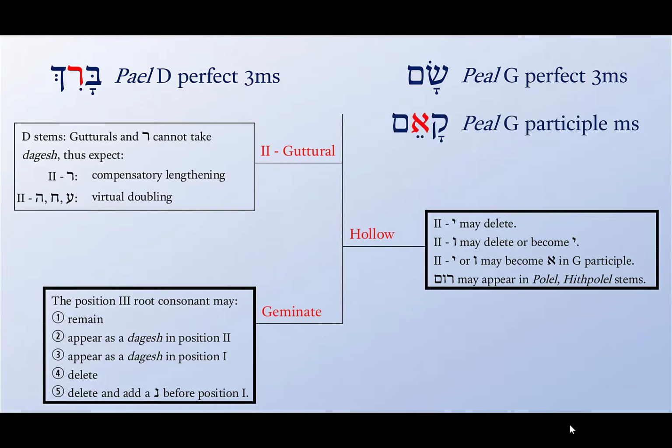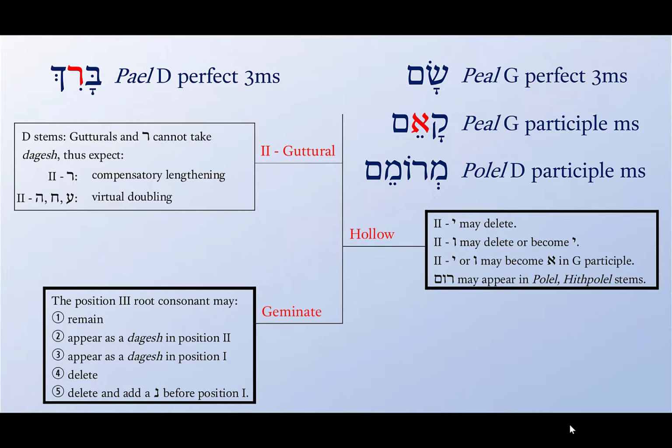For the kof, vav, mem root, the pa'al G participle masculine singular has an aleph in the middle. So this is strange. For hollow verbs, the middle radical can become an aleph in the G participle. And then finally, a special note: resh, vav, mem manifests in the polel and hitpolel stems because of it being a hollow root. So this is just something special. Those stems are associated with this root in biblical Aramaic and vice versa.